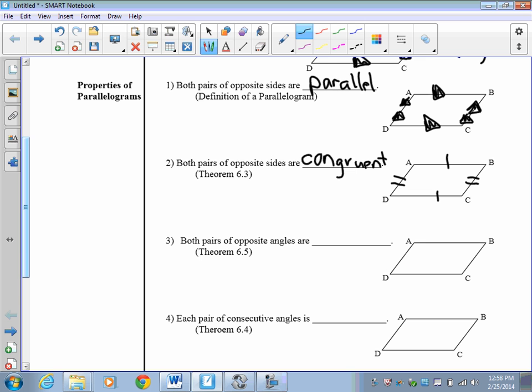Both pairs of opposite angles are congruent. And we should all remember that the congruent symbol is the equal with the tilde over it. So what we mean by opposite angles is A and C. They're on opposite sides of the parallelogram. And also angle D and angle B are going to be congruent. Both pairs need to be congruent for it to be a parallelogram.